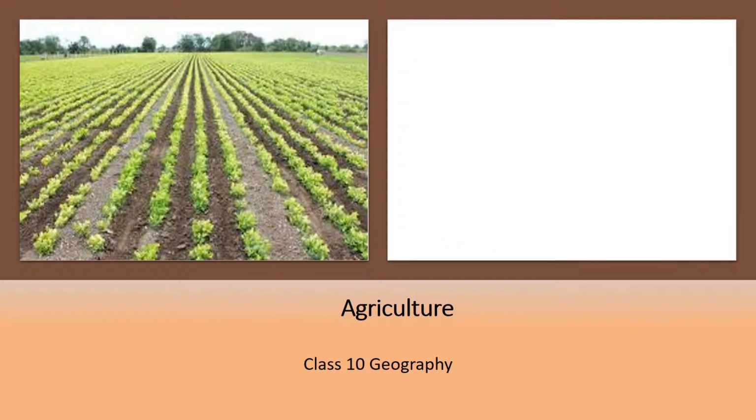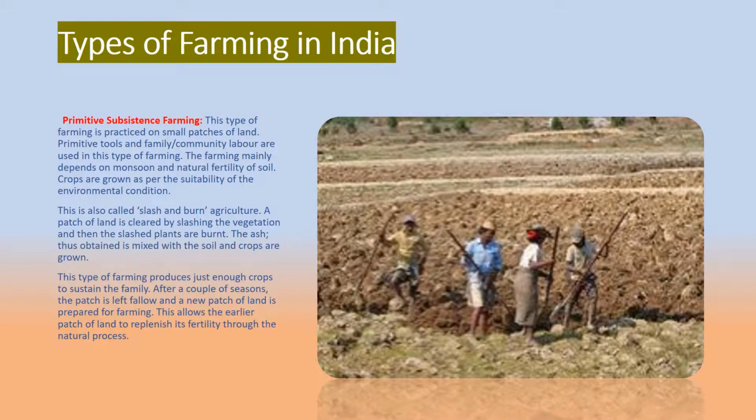Primitive subsistence farming. This type of farming is practiced on small patches of land. Primitive tools and family/community labor are used in this type of farming. The farming mainly depends on monsoon and natural fertility of soil. Crops are grown as per the suitability of the environmental condition.